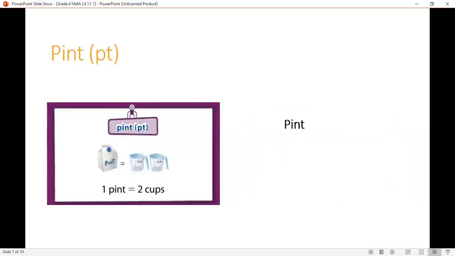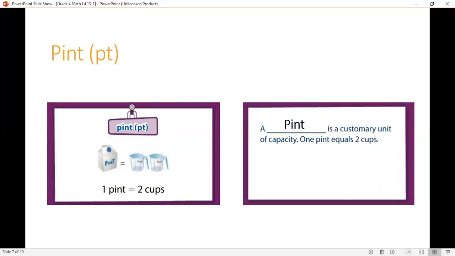What is a pint? So if a pint is equal to 500 milliliters and a cup is equal to 250 milliliters, I can see that 2 cups equals 1 pint. So pint, yet again, is a customary unit of capacity. 1 pint is equal to 2 cups. So we can see that 1 pint is equal to 473 milliliters. So therefore, we say 1 pint is roughly 500 milliliters.